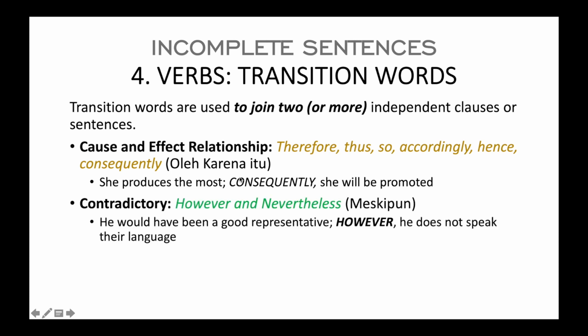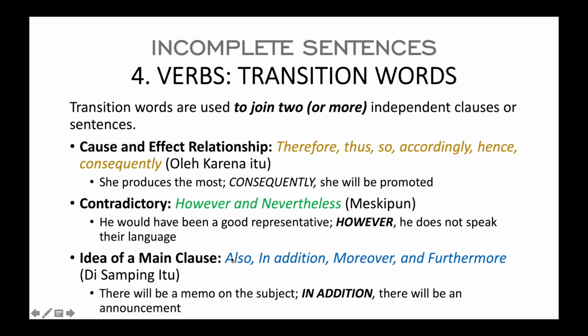And then the second one would be the contradictory, meaning that it should be however and nevertheless. It is using meskipun, however. And then the third one would be the idea of a main clause. For example, also, in addition, moreover, and furthermore. It could be translated into di samping itu or sebagai tambahan. If it is using cause and effect, you should be using this one. Then contradictory would be using this one. Then idea of a main clause, try to use this one.